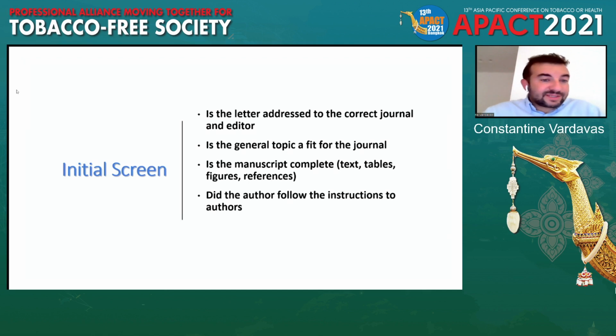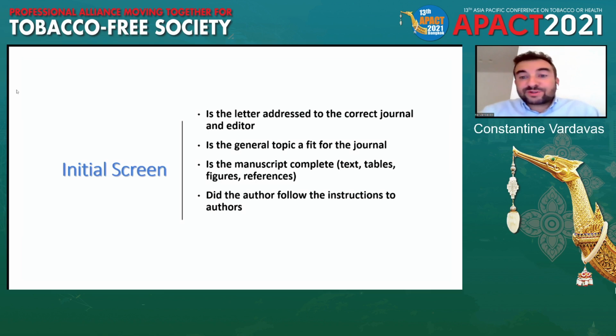The second aspect that's assessed is whether the topic fits the journal. For instance, Tobacco Use Diseases is a tobacco-related, tobacco prevention-related journal. If there's, for instance, a manuscript that's talking about the impact of diabetes in a population, but it's unrelated to tobacco, then it's not a fit for the journal. So as a general topic, it should fit within the journal.